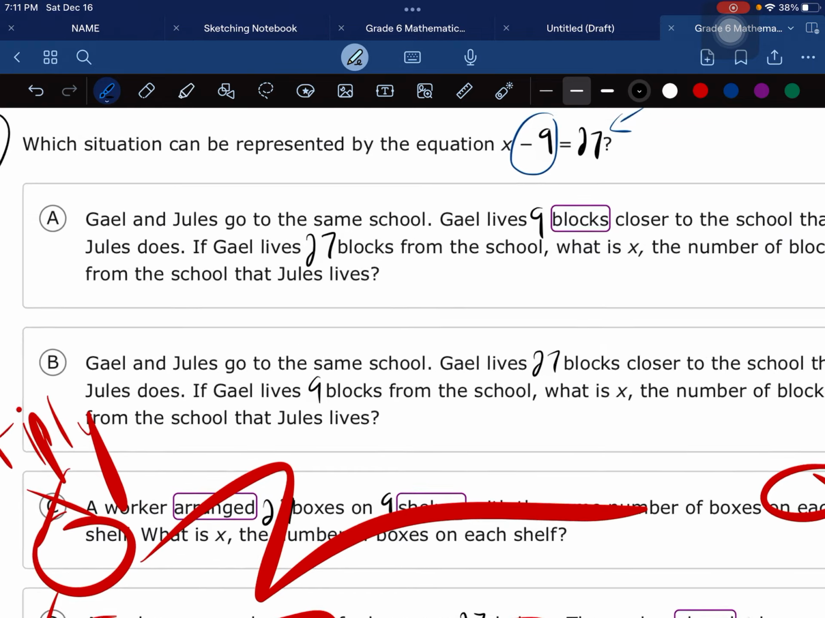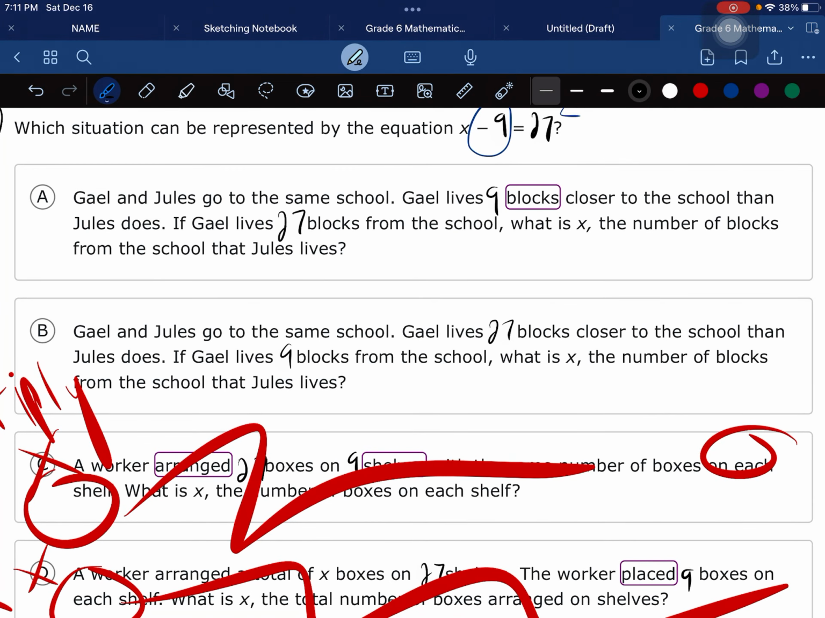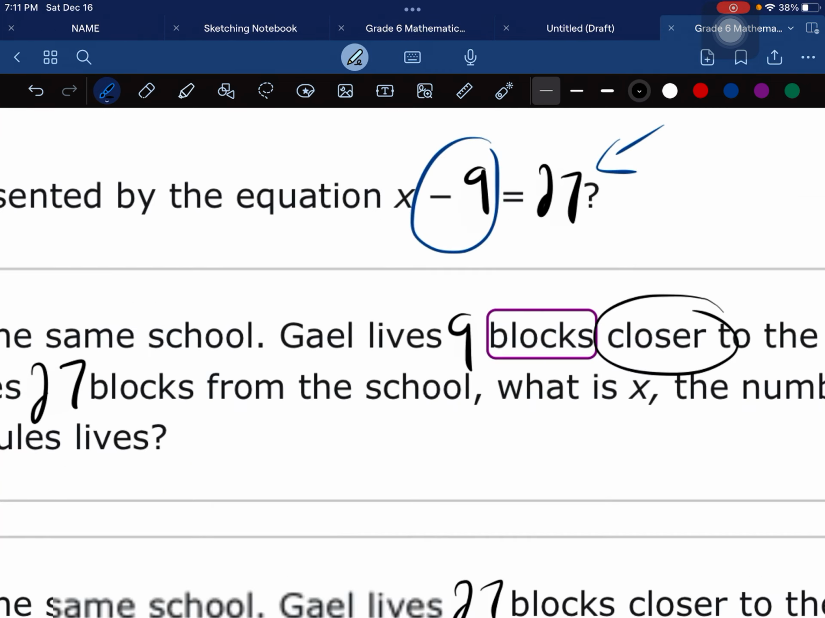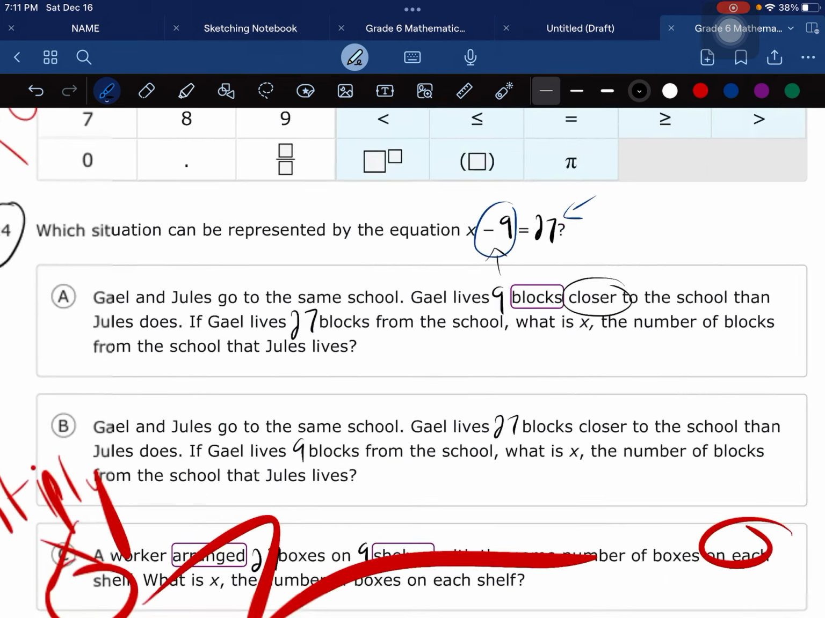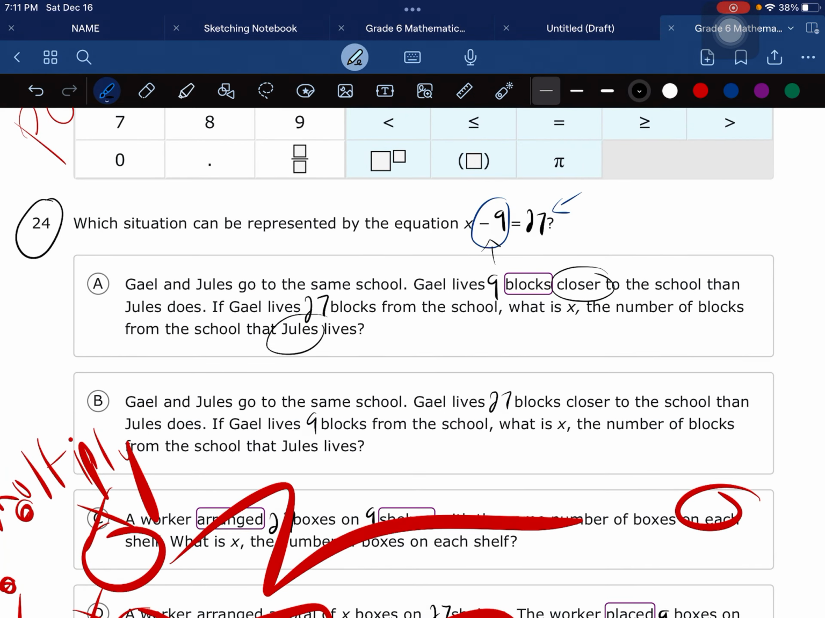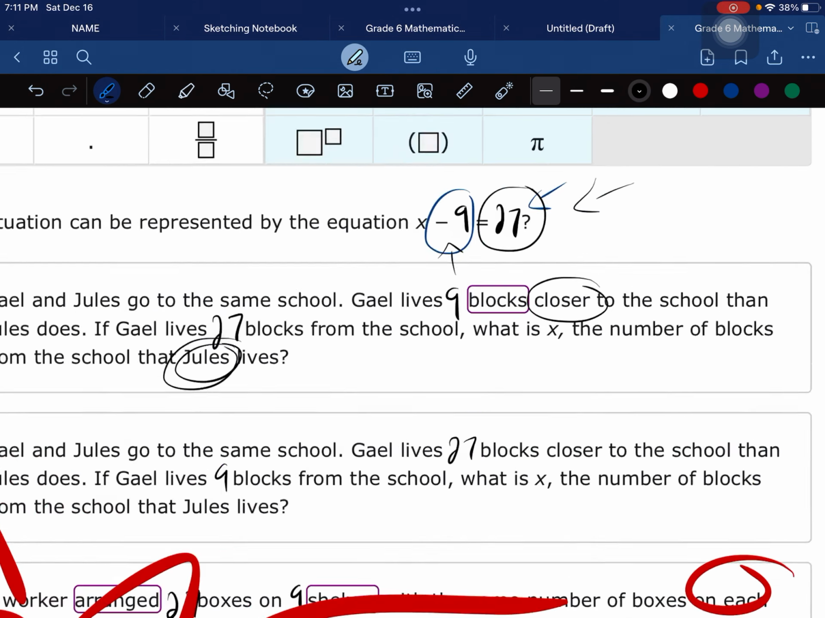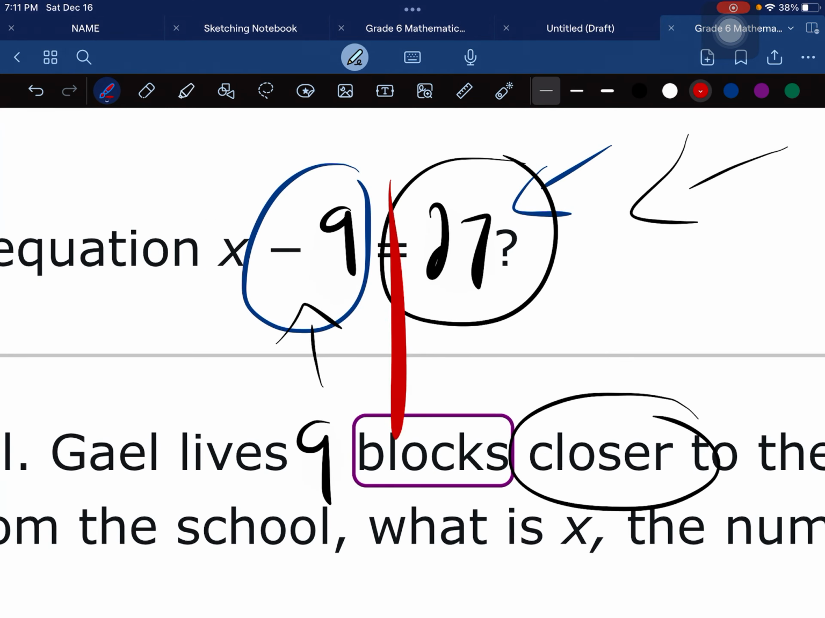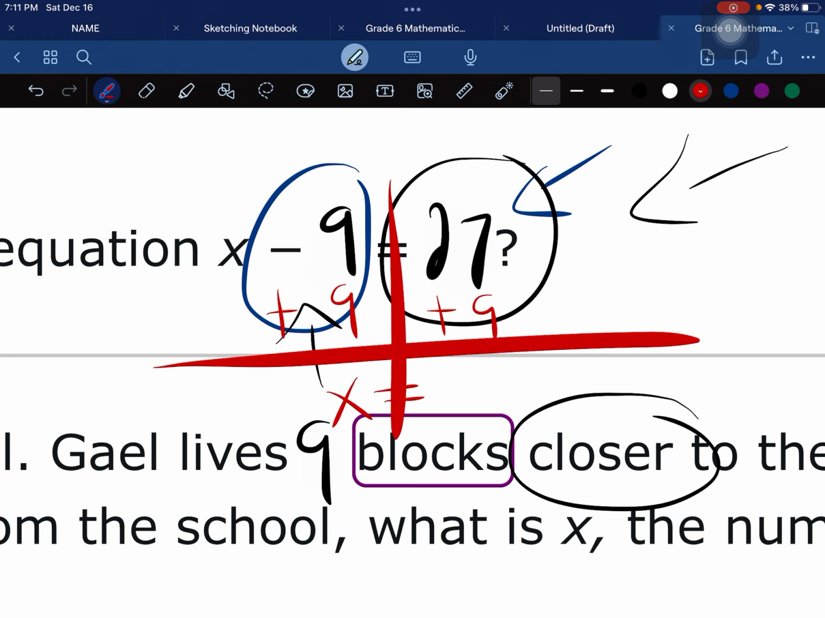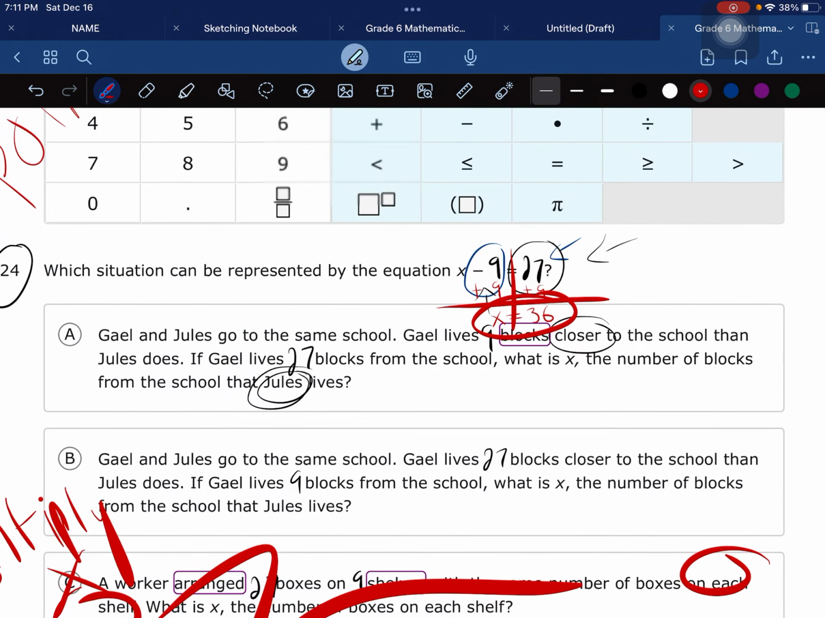You have a 50-50 shot. Gael and Jules go to the same school. Gael lives 9 blocks closer. That closer is going to represent the minus 9. And to be able to find where Jules lives, Gael lives 27 blocks from the school. That's the total. What is the number of blocks that Jules lives? So how do we find it? By doing the opposite. So plus 9 will give you the blocks in which Jules lives to the school. So this is your answer.